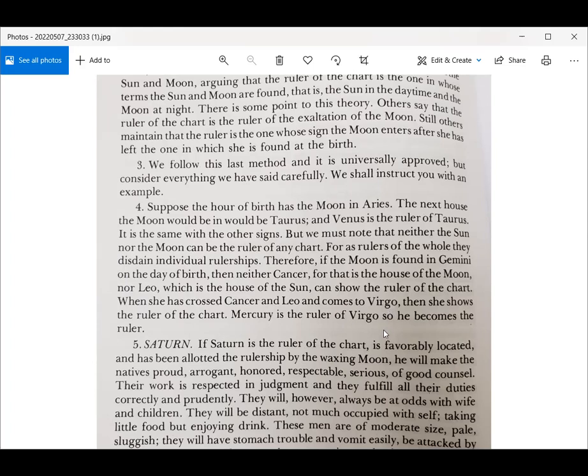Now, the only qualm I have with this is that it feels like it loses a sense of validity if you're moving over like three signs or something in order to find the ruler of the chart. The question, I guess, is what is the validity of this idea of just moving signs over? And besides this whole idea of the chart ruler being one sign after the moon, what is the source for this, and why does this make sense according to the consistency in terms of how astrology is done?